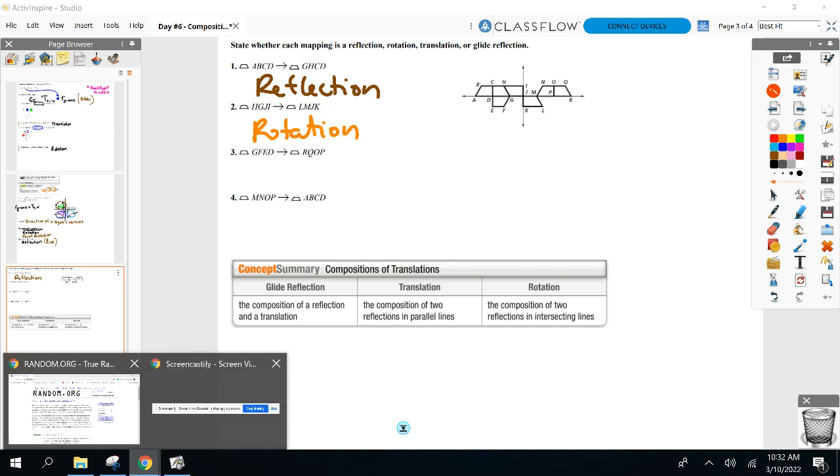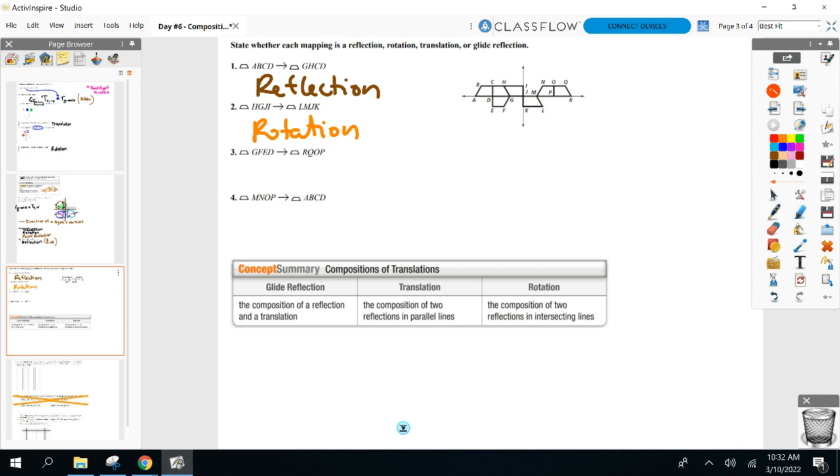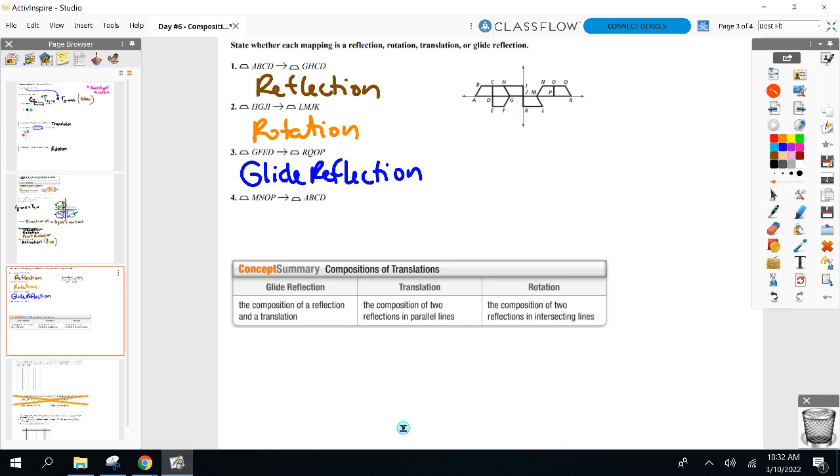All right, how about number three? How do I get those two onto each other? Glide reflection. Nice work. You had the slide. Everyone see you slide parallel to where you're reflected over, just like you did in the hallway. And then finally, number four, what do we have to do? Translation. All I needed to do was slide that figure over.